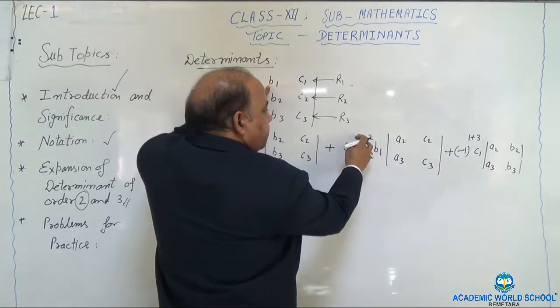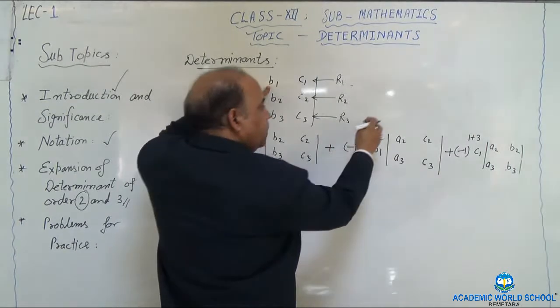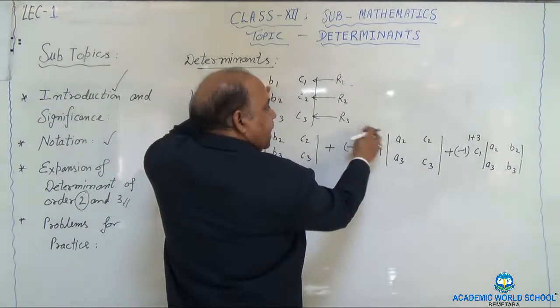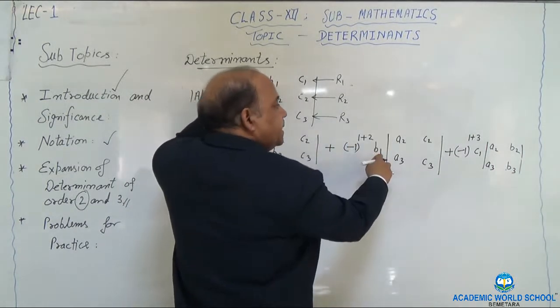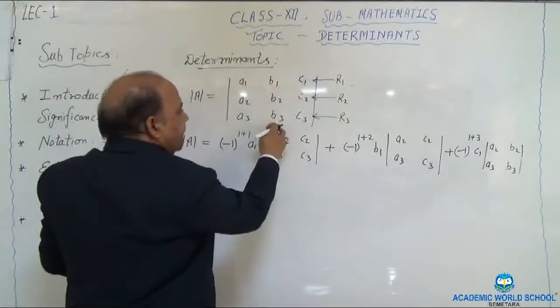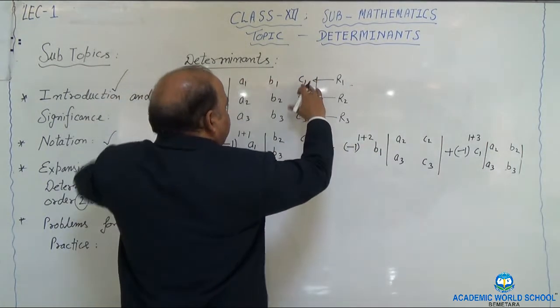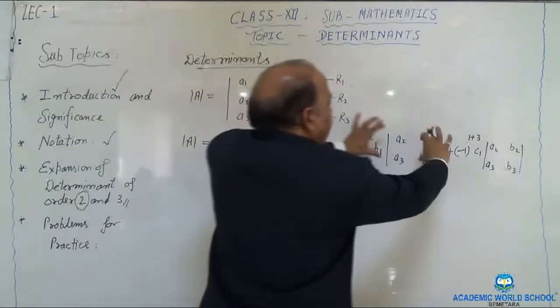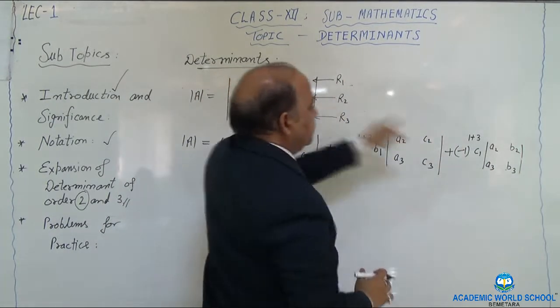Why 1 plus 2? Because this element belongs to first row and second column. So we are adding these two. Then that element itself, and then leave that column and the row. After that, whatever is left, just take as it is. Similarly about the C1 also.